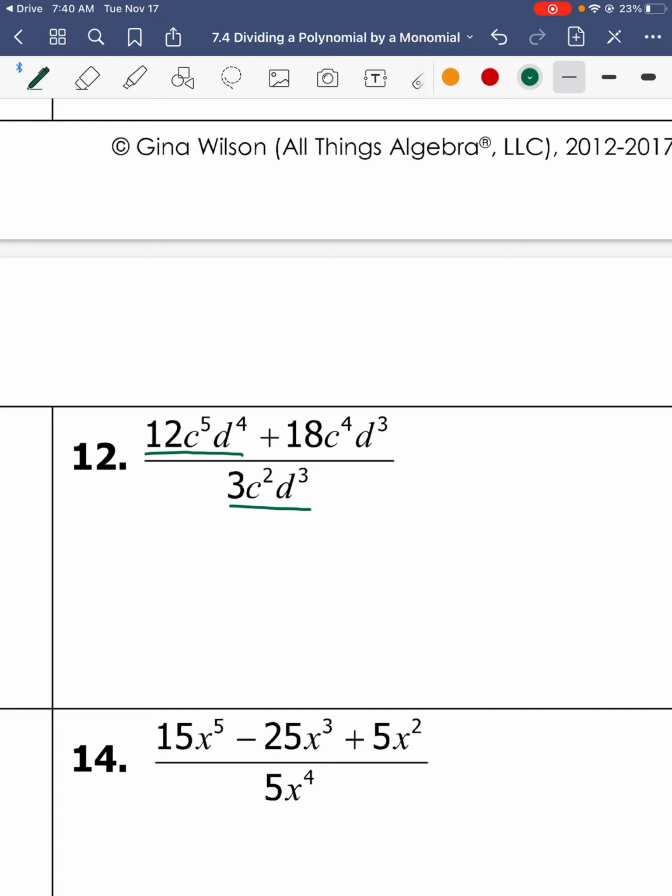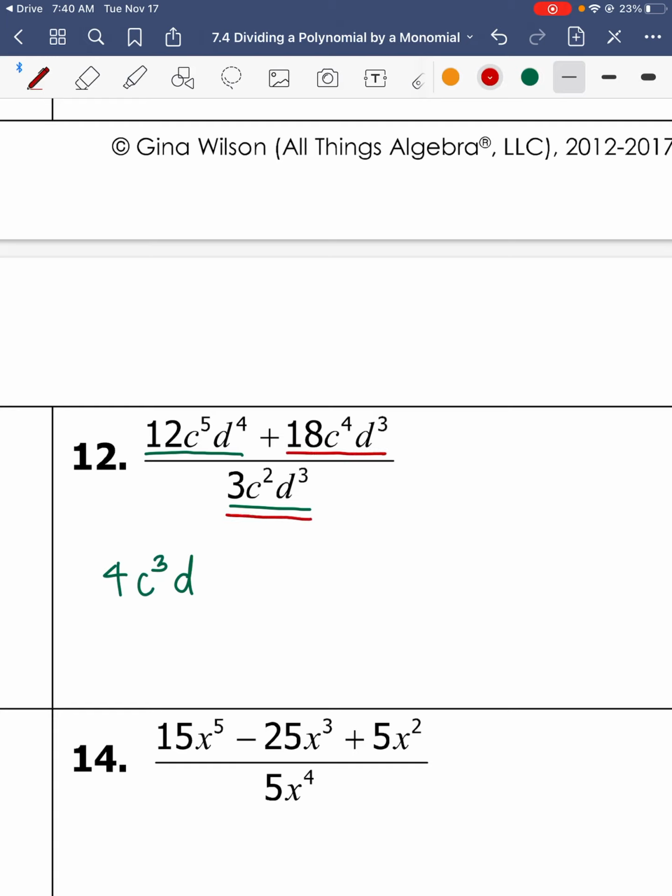Number 12. 12c to the 5th d to the 4th divided by 3c squared d cubed. So 12 divided by 3 is 4. C to the 5th divided by c squared is c cubed. 5 minus 2 is 3. D to the 4th divided by d cubed is just d. 4 minus 3 is 1.